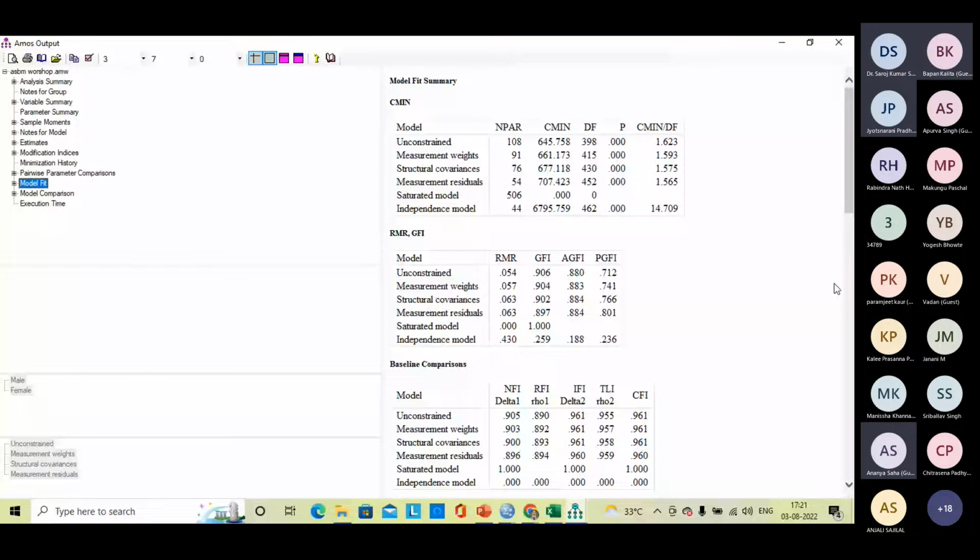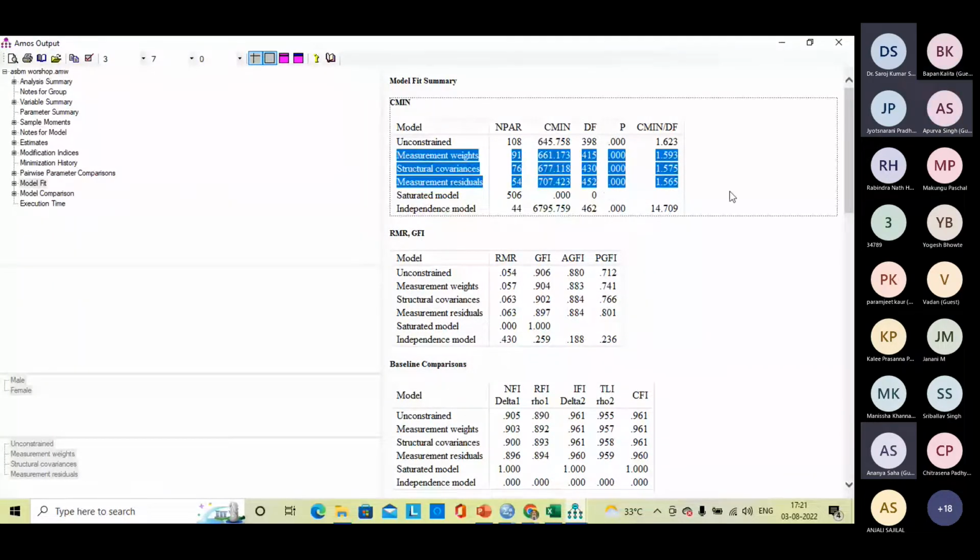Look at here. Unconstrained and constrained both are less than 3. Unconstrained is number one, and all the constrained values are also less than 3, not 0.03, I'm sorry. Yes, less than 3. That means both the constrained and unconstrained are not significantly differing from each other. That means we win in the invariance testing.